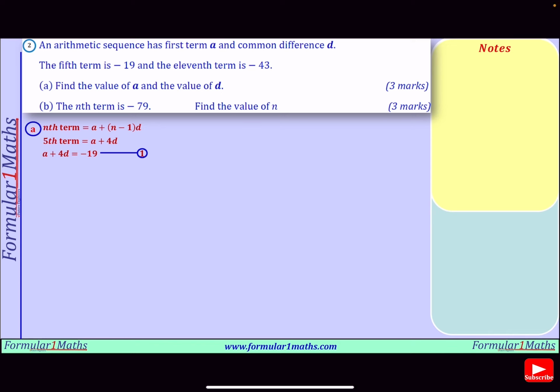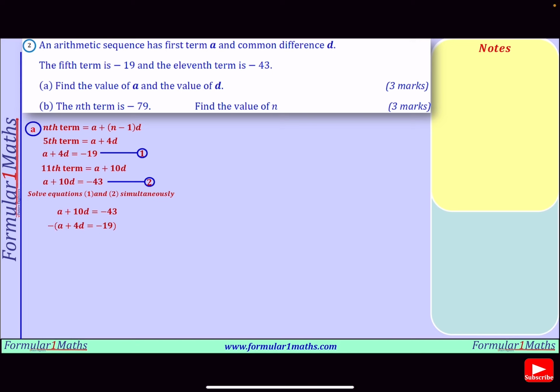We do the same thing for the 11th term. So the 11th term is given by a plus 10d because 10 is the same as 11 minus 1. We know that the 11th term is minus 43, so we equate this expression to minus 43, and then we can label it as equation 2. We can now solve equations 1 and 2 simultaneously, and I'm going to subtract equation 1 from equation 2.